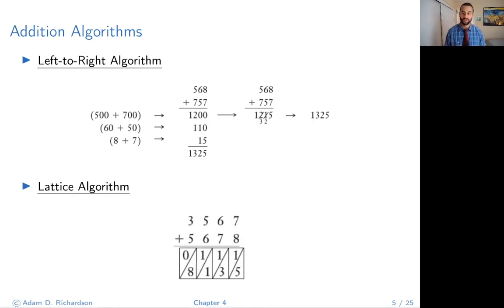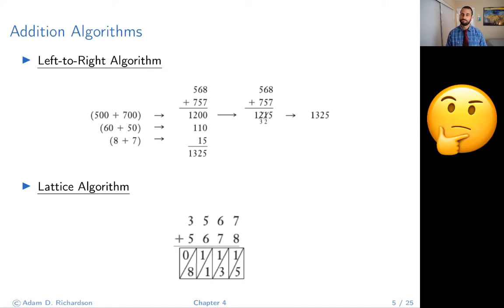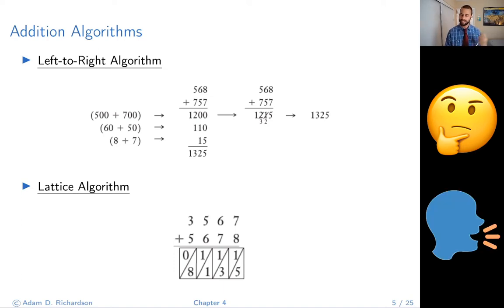All right, so this is an interesting one. This one is called the lattice algorithm, and this is one that I want you to ponder about at home. Go ahead and take a look at this problem and see if you can figure out what the final answer is going to be and how that algorithm looks. Go ahead and take a few minutes and try it out. All right, now talk out loud about it. Say something out loud about what you've written down or what you're thinking about.